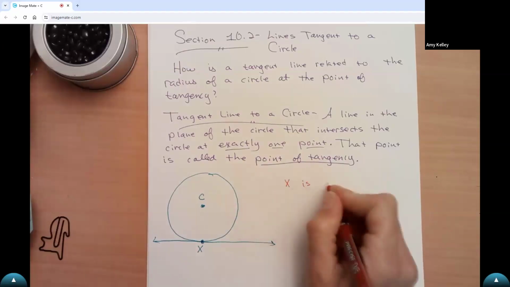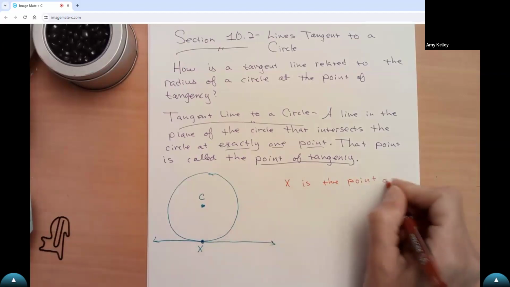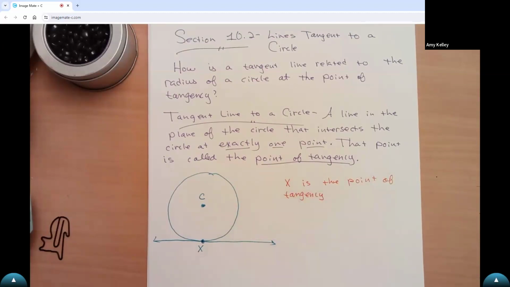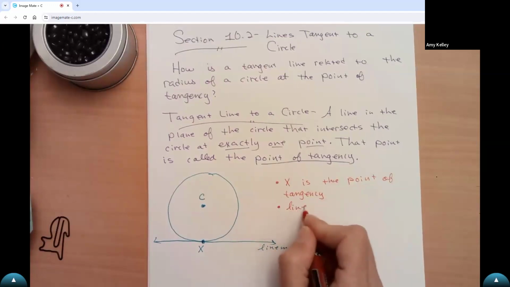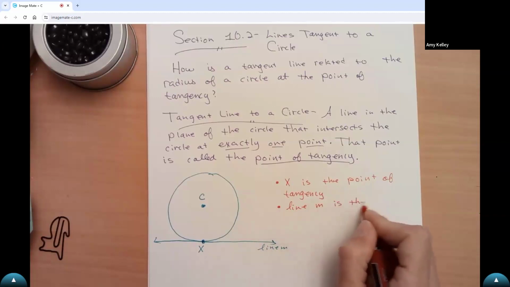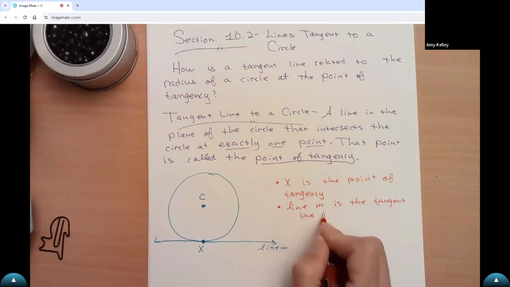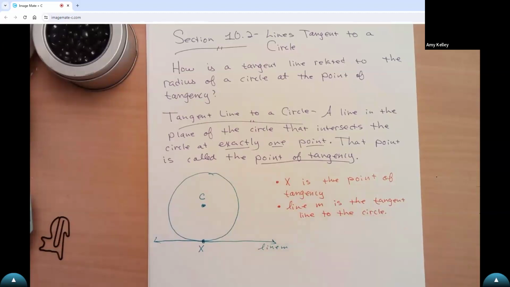So we'll say X is the point of tangency, right? And then this would be the tangent line. Okay. And I'll label this line, I'll just call it line M. We would say line M is the tangent line to the circle. Any questions so far?